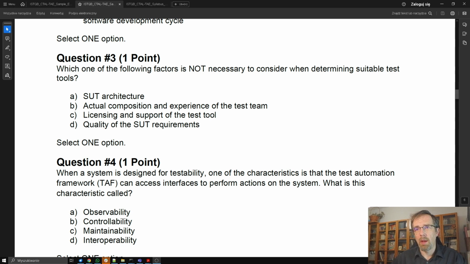Answer A. System under test architecture. It is necessary because we have to use tools that are compatible with system under test architecture.